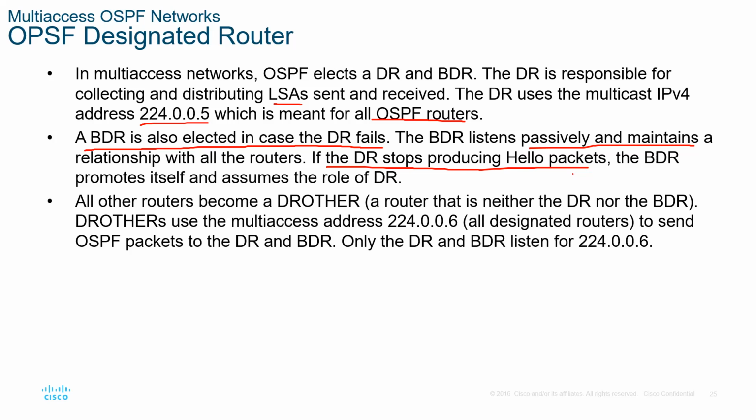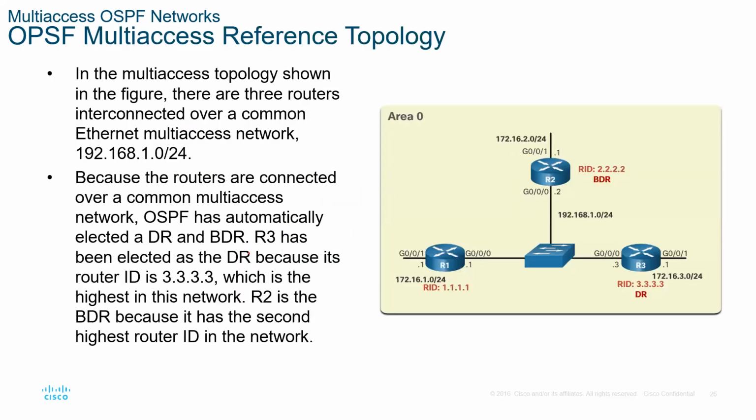All other routers become DROthers. A router that is neither a DR nor a BDR is called a DROther. DROthers use the multicast address of 224.0.0.6 and send OSPF packets to the DR and the BDR. So all DROthers relate to the DR and the BDR. It is the BDR and the DR that are going to relate to the other devices.